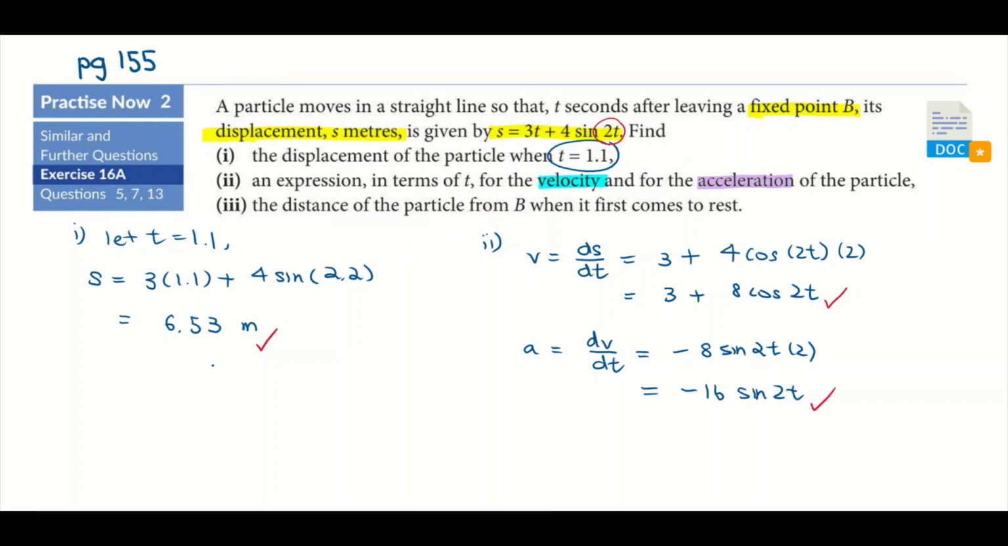Now let's count the part 3. I want to find the distance of the particle from B. And the distance from the fixed point is also known as displacement. But keyword here is when it first comes to rest. So comes to rest, we can think of it like instantaneous rest. And what happens at instantaneous rest? What happens to velocity? Velocity would be 0. So let V be 0 for part 3.